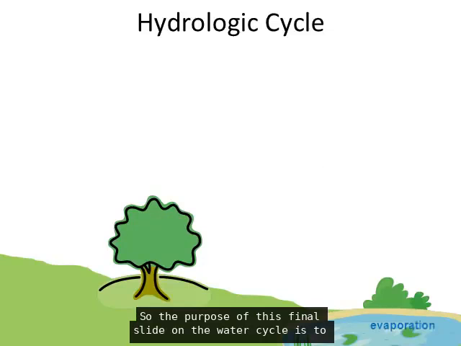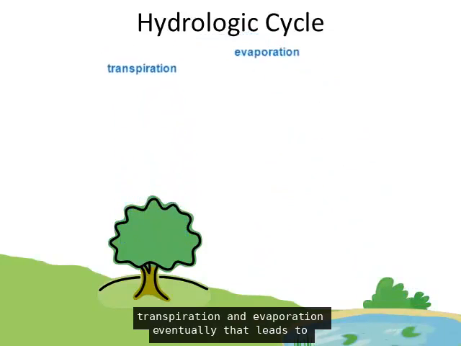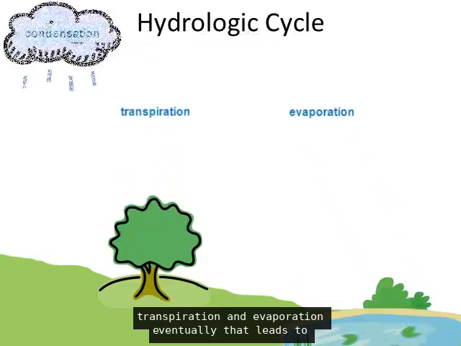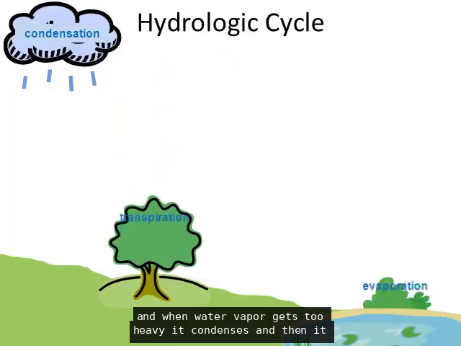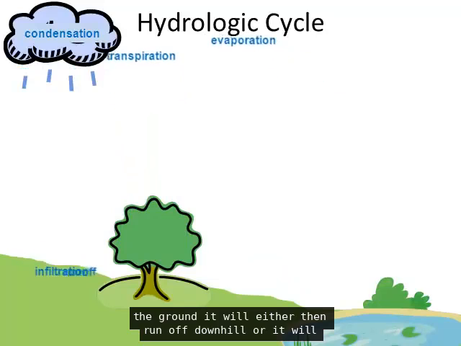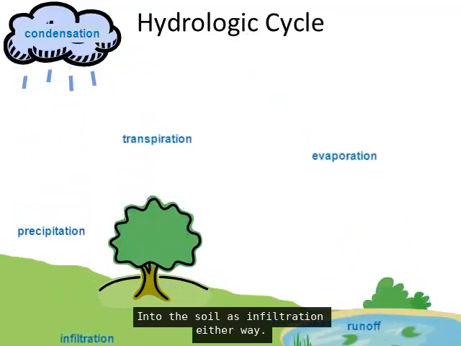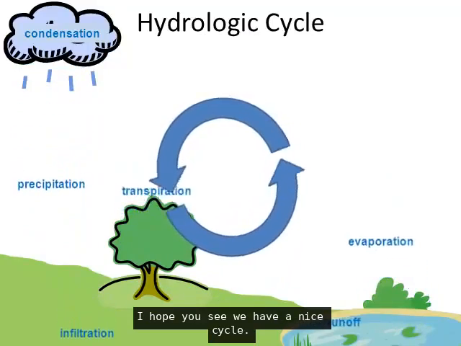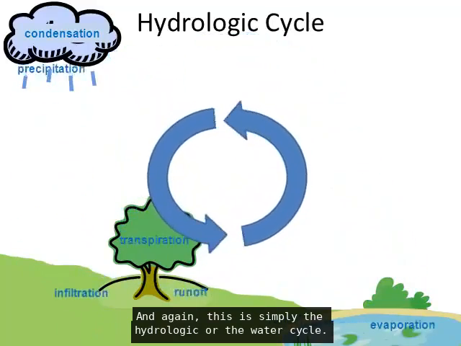So the purpose of this final slide on the water cycle is to show a summary of the two ways that water goes up, transpiration and evaporation. And eventually that leads to clouds condensing and forming. And when water vapor gets too heavy, it condenses and then it falls as some type of precipitation. When water hits the ground, it will either run off downhill or it will soak into the soil as infiltration. Either way, I hope you see we have a nice cycle. And again, this is simply the hydrologic or the water cycle.